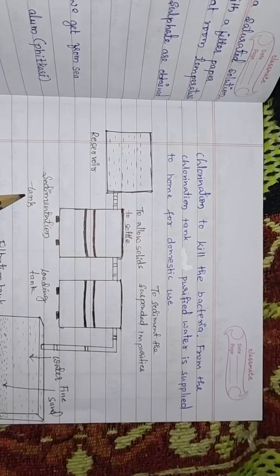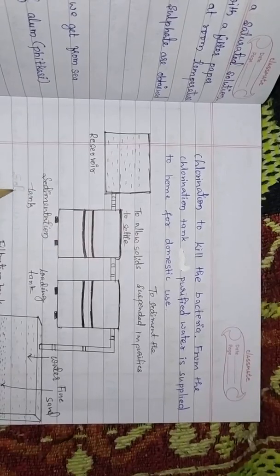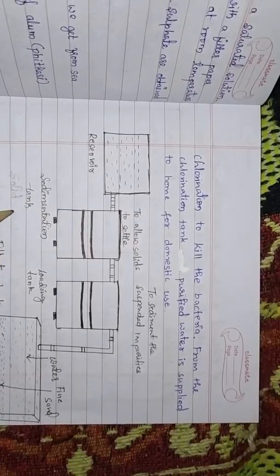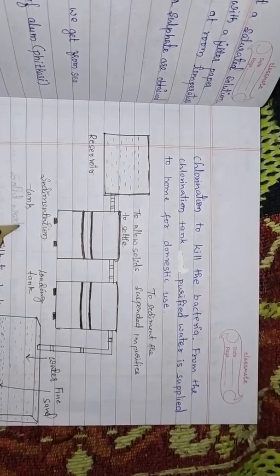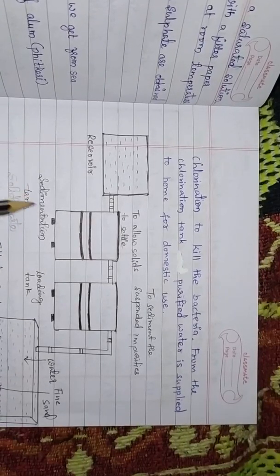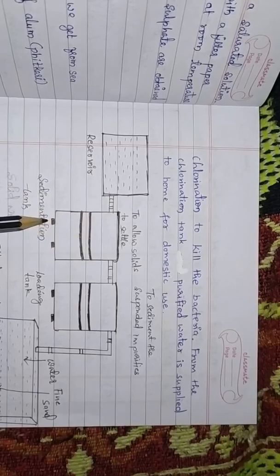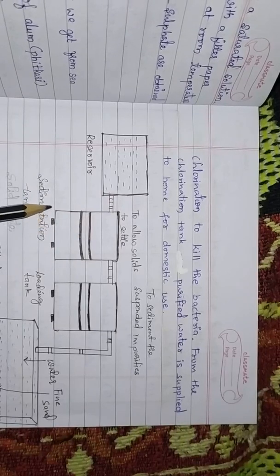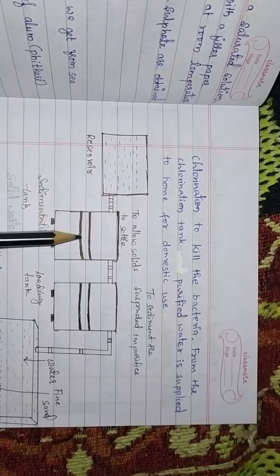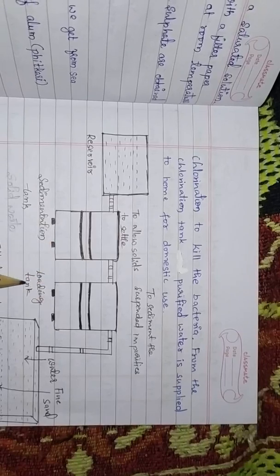In the sedimentation tank, the solid waste which is present in the impure water is allowed to settle at the bottom of the sedimentation tank. From this sedimentation tank, water next moves to the loading tank.